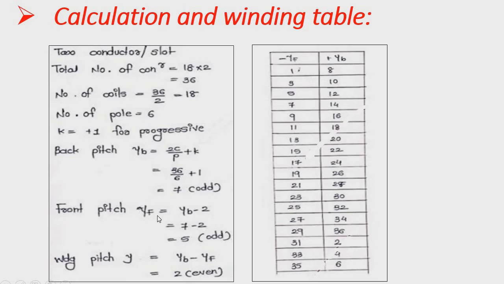Then front pitch YF is obtained by YB minus 2, so it is 7 minus 2, equal to 5. Again it is an odd number. The winding pitch Y or resultant pitch Y is given by YB minus YF for the lap winding. So it is 2 and it is an even number, so our third condition is also satisfied. So now, create the winding table.